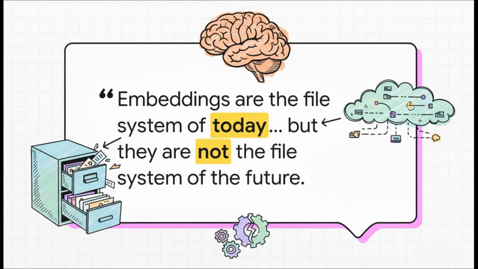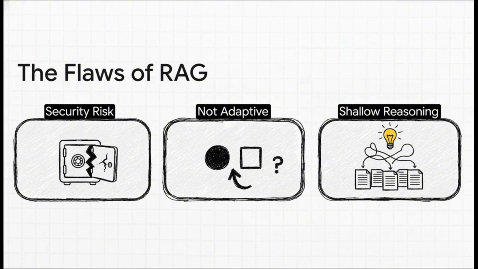Now, RAG is incredibly popular, and for good reason. You could say it's the file system for LLMs today. But, and this is a really big but, it has some deep fundamental limitations that mean it just can't be the file system of the future. So what's wrong with it? Well, first up, security. Those numerical embeddings aren't as safe as you might think. Research shows you can actually reverse them to get back about 90% of the original text.